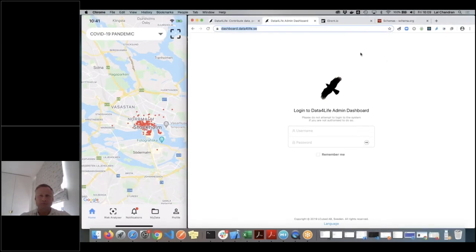So what you see on the left side is the user app. In this case, I've already logged in, and on the right side is one of the administrative dashboards. In this case, we use the healthcare authority as the example. So let me log in. Authority.sc.